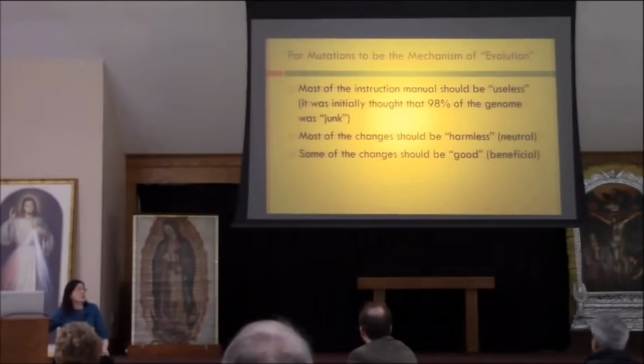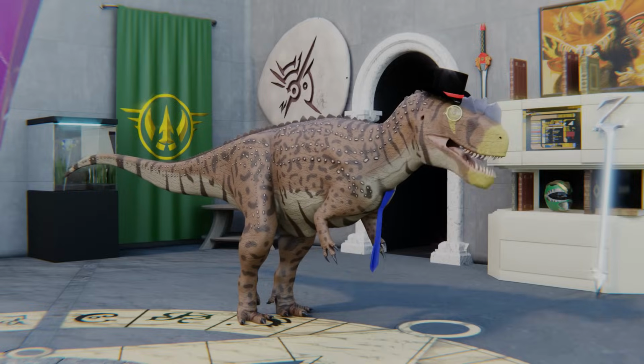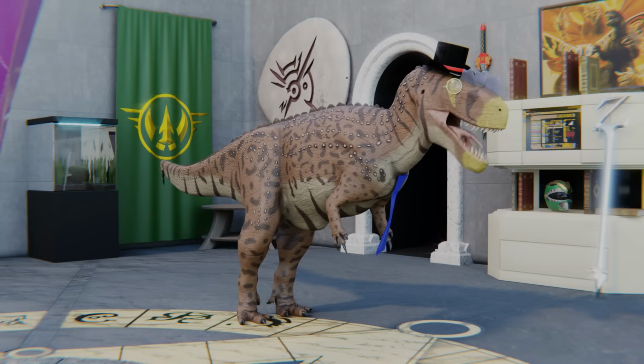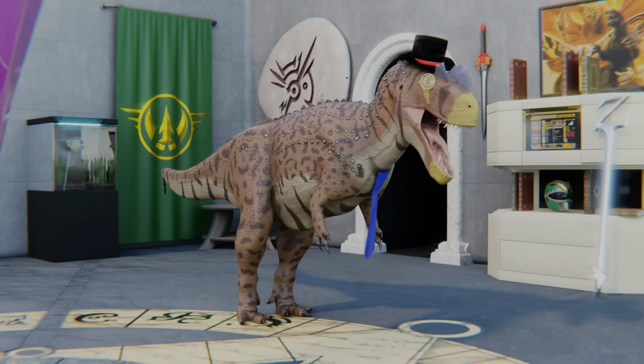Some of the changes should be good. So I can't get a new organism if I don't have new information. I can't get a change that drives evolutionary biology forward unless I have some beneficial mutations. Good thing those are trivially easy to find. And then the last thing is that as I accumulate changes, I'm going to have to lead to a new kind of animal, not just a new species of animal. Well, since there's no such thing as a kind, this isn't a problem at all.